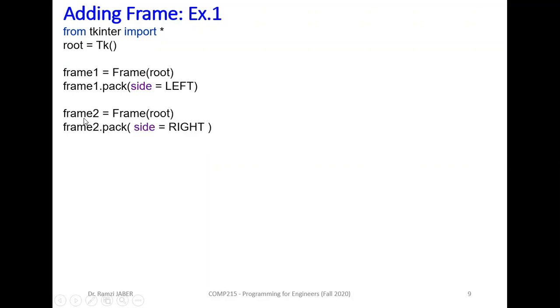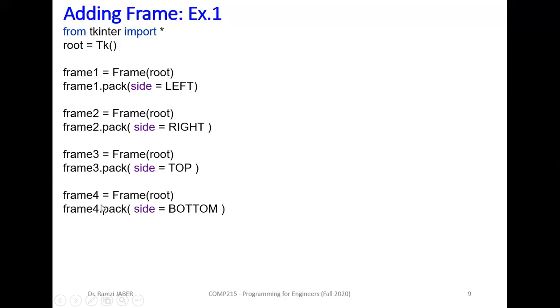The same for frame two, but now we put it side equal right. The same for frame three, Frame root, frame3.pack side equal top. The same for frame four, so side equal bottom. So in this code, we create four frames. Frame one at the left of the window, frame two at the right of the window, frame three at the top, frame four at the bottom. Okay.